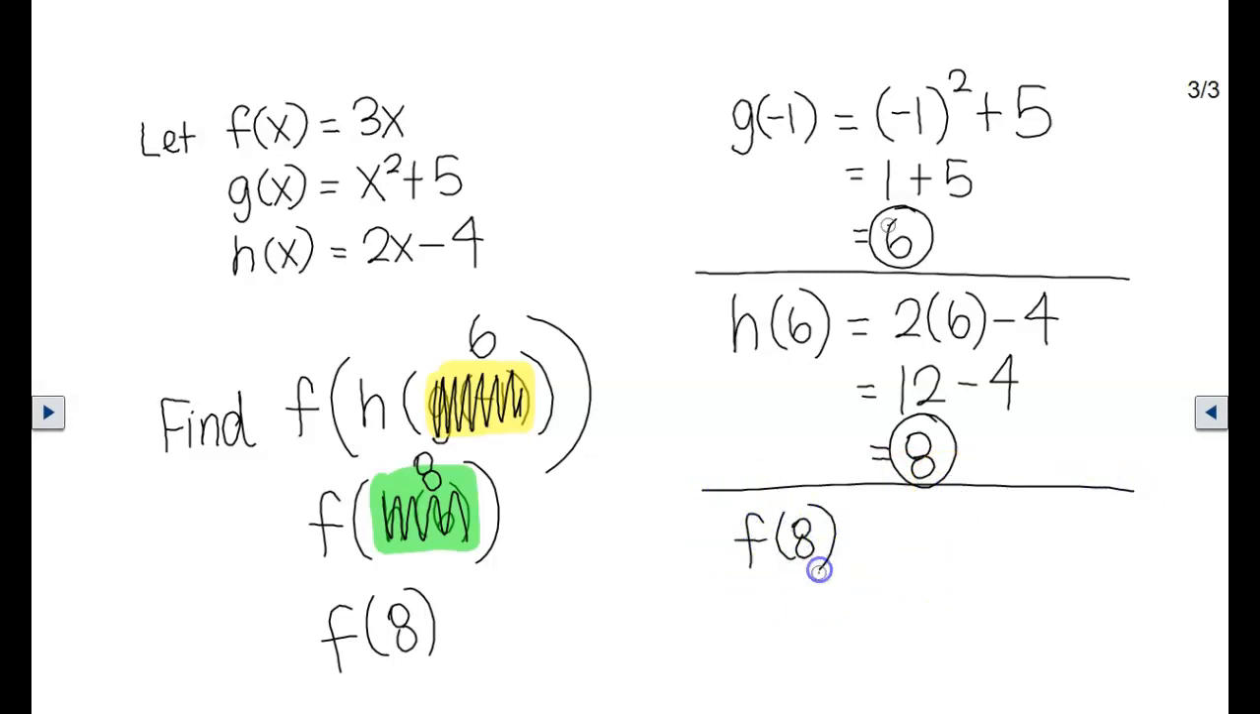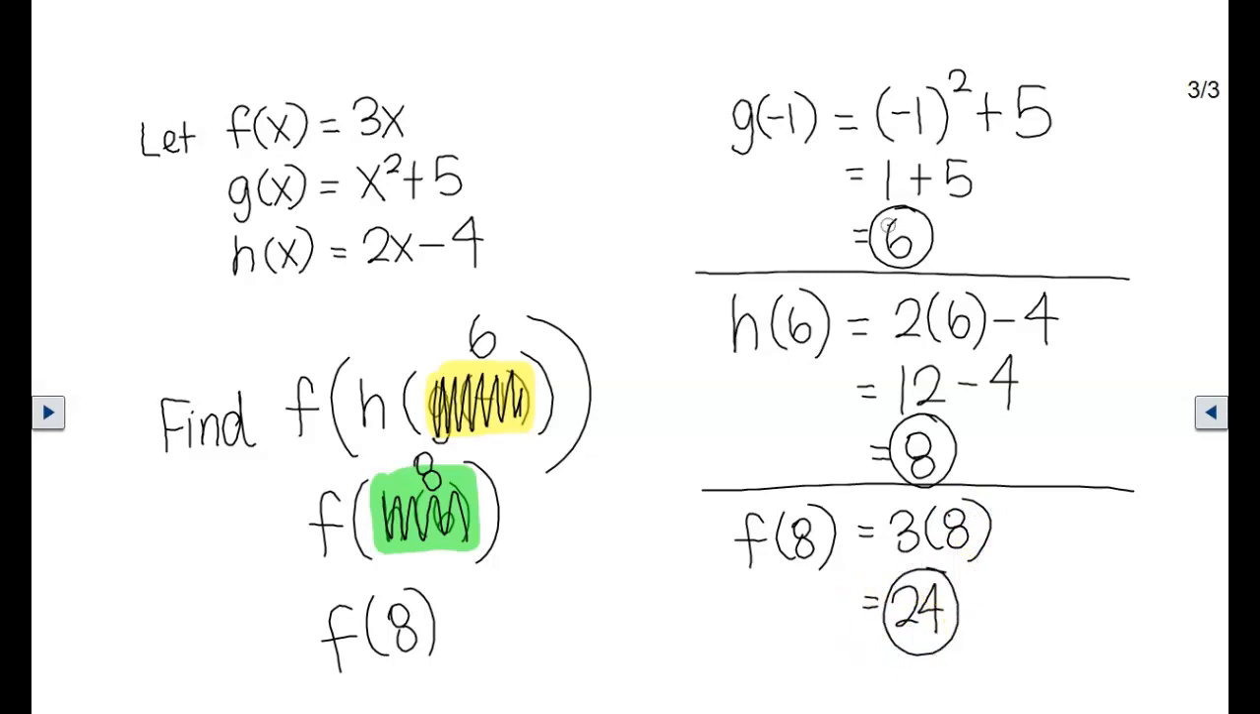I want you to notice that when we get these answers along the way, when we get the 6, we don't just leave that. It becomes a part of the next question. When we get the 8, we don't just leave that. It becomes a part of the next question. So now we're doing f of 8. So we're using the function rule named f, which is 3 times x, and we are inputting an 8 for that x. So this would be 3 times 8, which is 24.